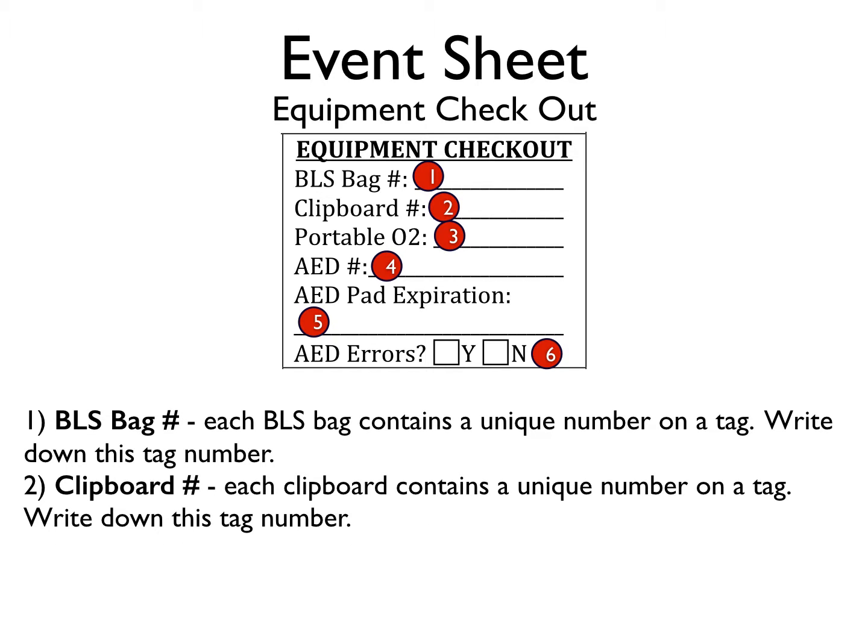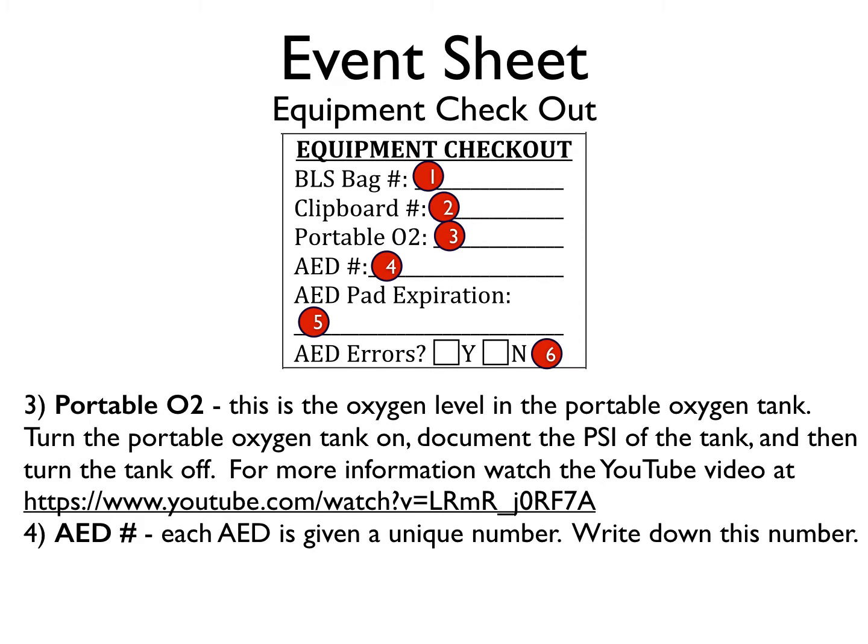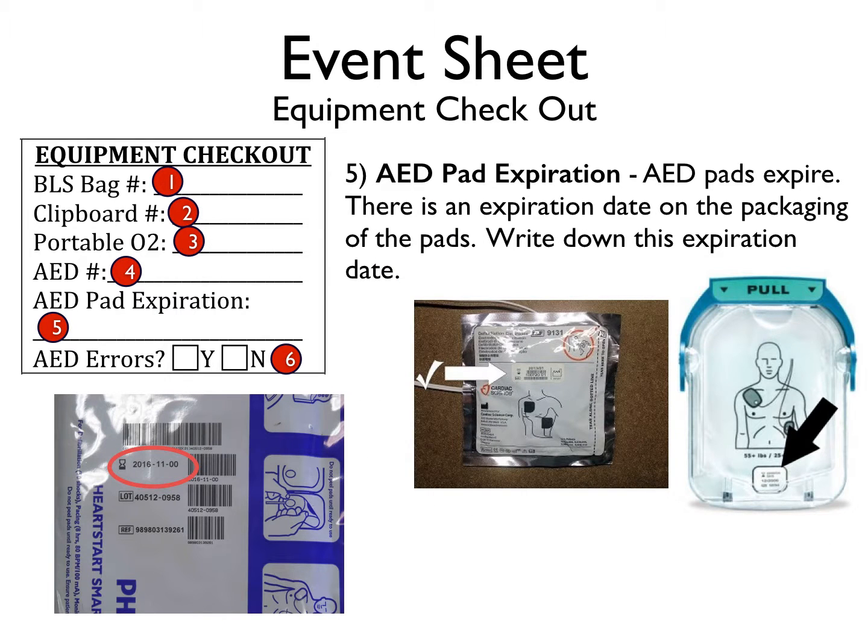In the equipment checkout, we want to know your BLS bag number and your clipboard number. We want you to open up the bag and get an oxygen level, so check the PSI of your oxygen tank. There's a video labeled here in case you need assistance with seeing how to check the PSI in the tank. We also want to know the AED number, and the date the AED pads expire.